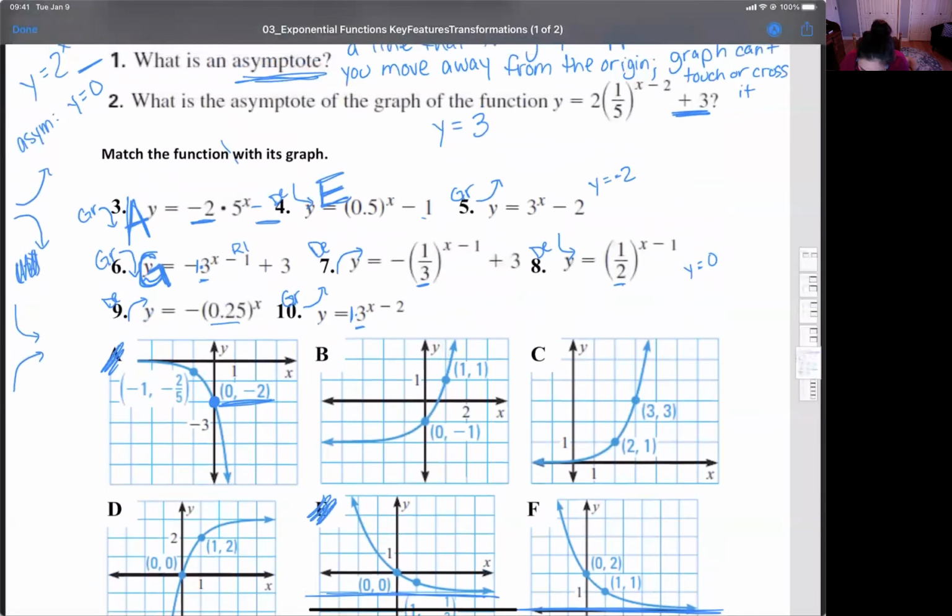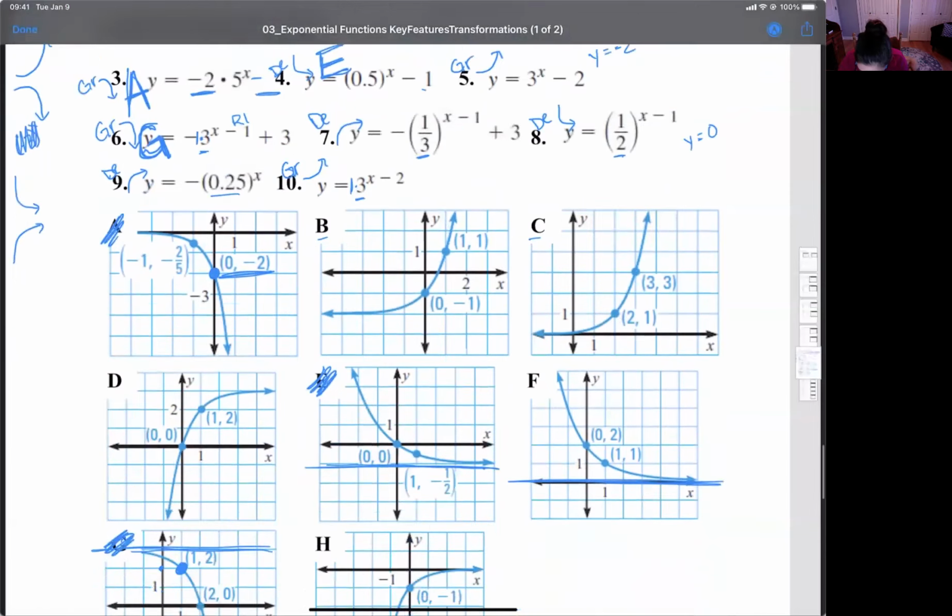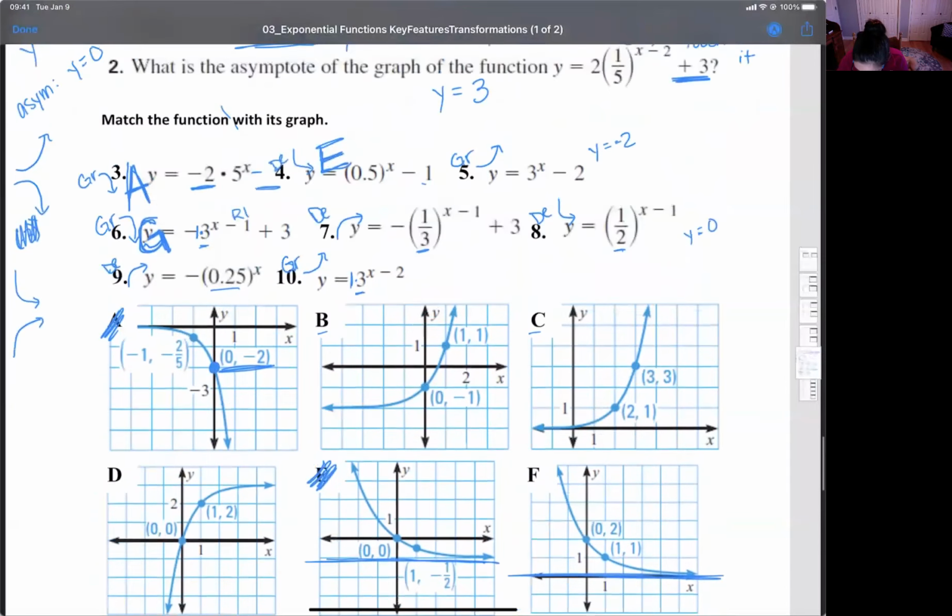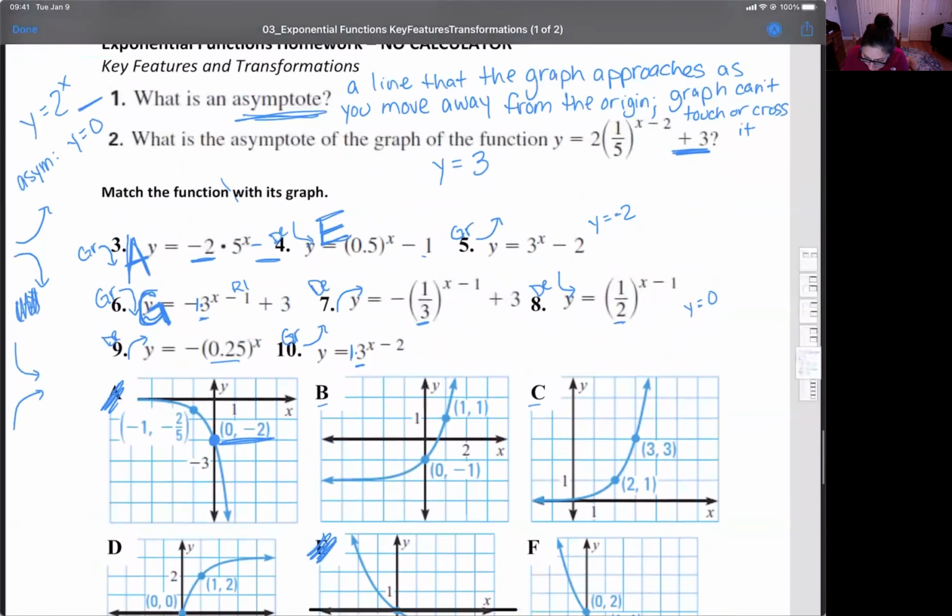Number 5, growth and going the regular direction for growth. So that could be B or C. So between B and C, I need to know which has a matching asymptote. I'm going to start there, asymptote at -2. Well, C has an asymptote at 0. B has that asymptote at -2. So 5's got to be B.